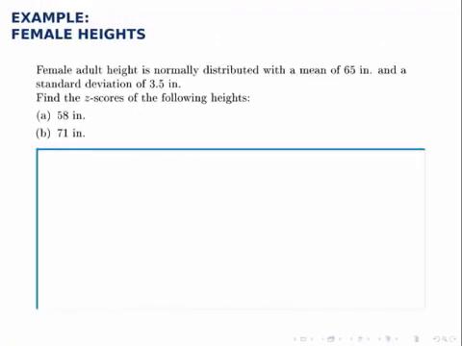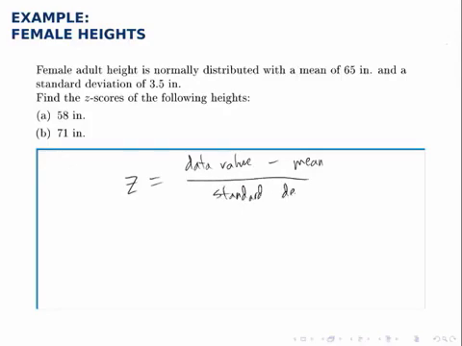Here we're told that female adult height in some population is normally distributed with a mean of 65 inches and a standard deviation of 3.5 inches. And we're asked to find the z-scores of 2 heights. Remember that a z-score is the data value minus the mean divided by the standard deviation. And this z-score represents how many standard deviations this data point is above or below the mean.